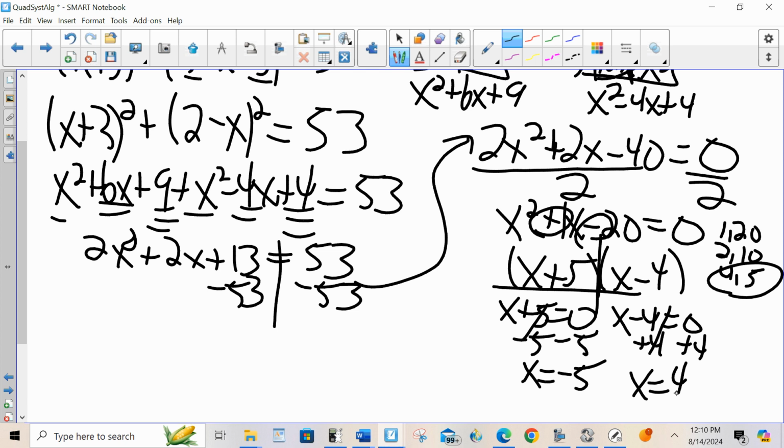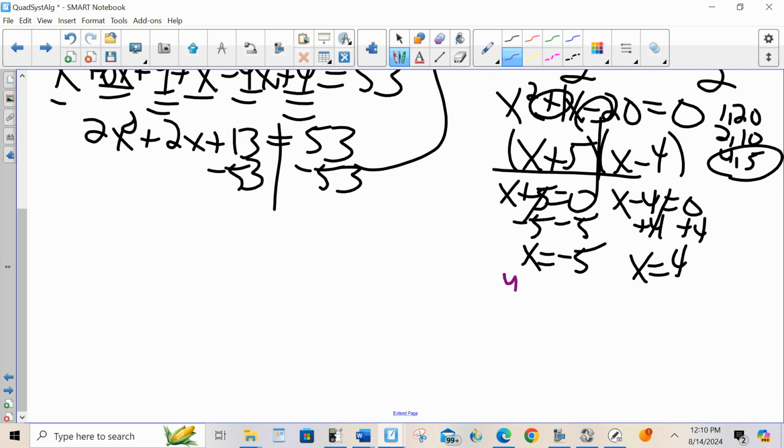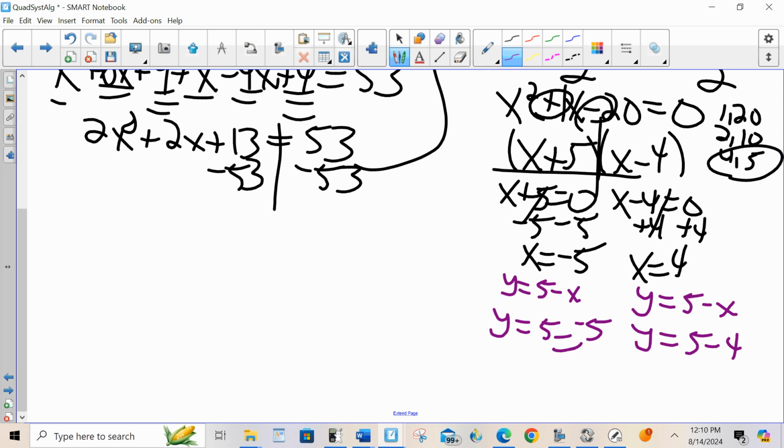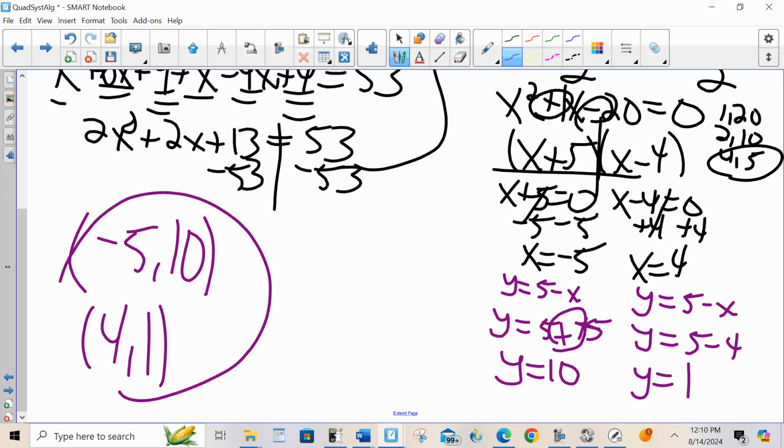Now that I have that, I go to my originals, the one where I got the variable by itself, y equals 5 minus x. y equals 5 minus negative 5. y equals 5 minus 4. When I subtract a negative, plus plus, y is 10. y is 1. So my answers, when x is negative 5, y is 10. When x is positive 4, y is positive 1.